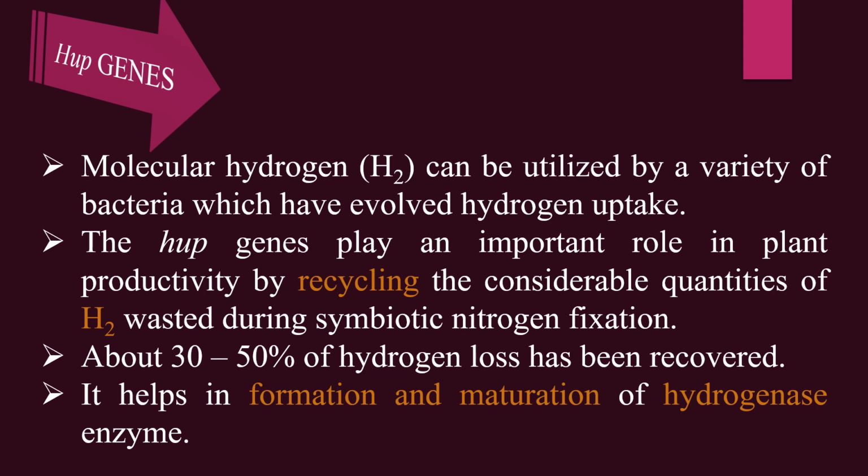The third notable gene is the HUP genes. Molecular hydrogen can be utilized by a variety of bacteria which have evolved hydrogen uptake. The HUP genes play an important role in plant productivity by recycling the considerable quantities of hydrogen which is wasted during symbiotic nitrogen fixation. About 30 to 50% of hydrogen loss has been recovered. It helps in formation and maturation of the hydrogenase enzyme.